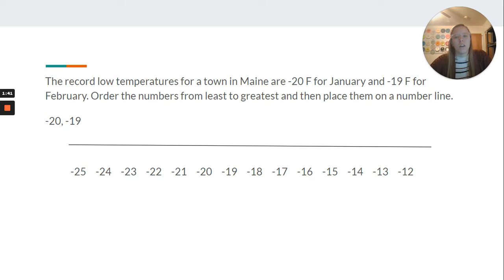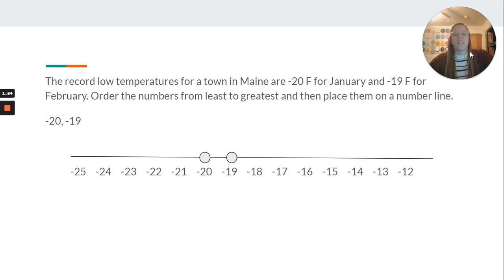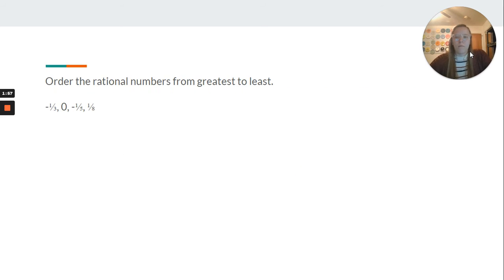So the record low, negative 20 for January, negative 19 for February. Order them from least to greatest. Negative 20 is lower than negative 19 because it's further away from 0, negative. And then we place those two numbers on the number line.